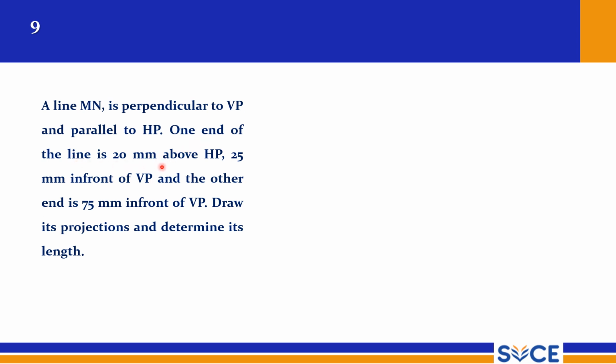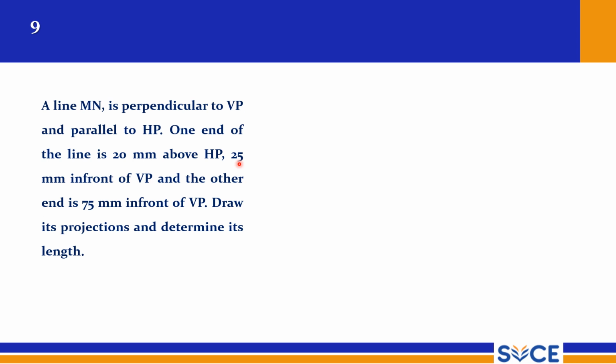One end of the line is 20 mm above HP, 25 mm in front of VP, and the other end is 75 mm in front of VP. Draw its projections and determine its length. So the true length you have to find. It is very simple to find the true length because the other end is given. The one end of the line in front of VP is 25 mm and the other end is 75 mm. So M is at 25 mm and N is at 75 mm. So 75 minus 25 will become the true length. So that can be determined graphically.